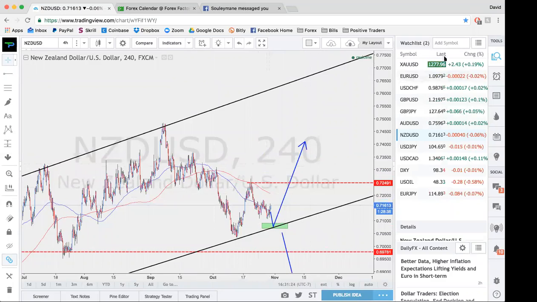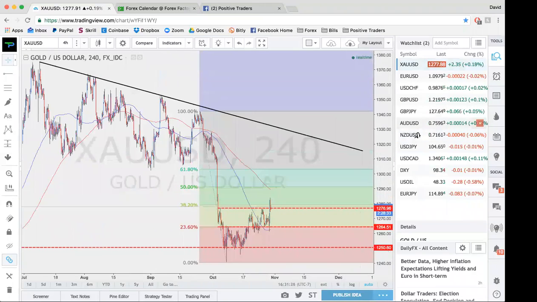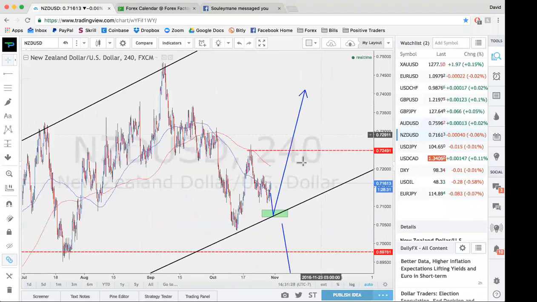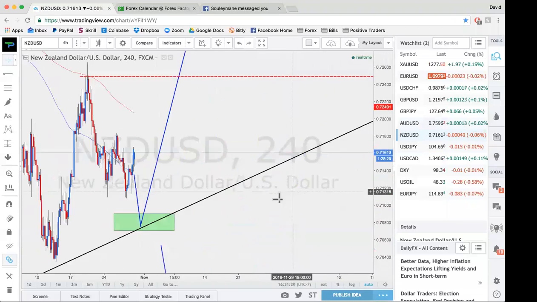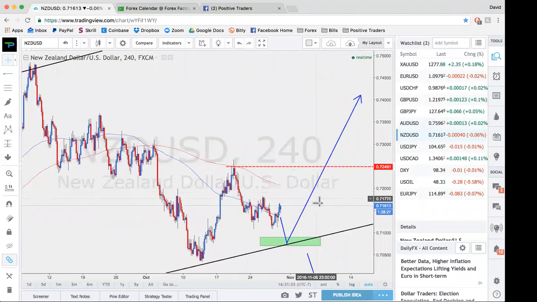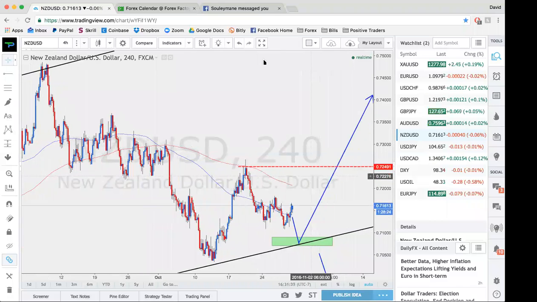But overall, guys, with this is kind of like with gold and with AUD USD and NZD USD. I think they could all make one nice push lower, one last push lower, and then we could be looking to buy.